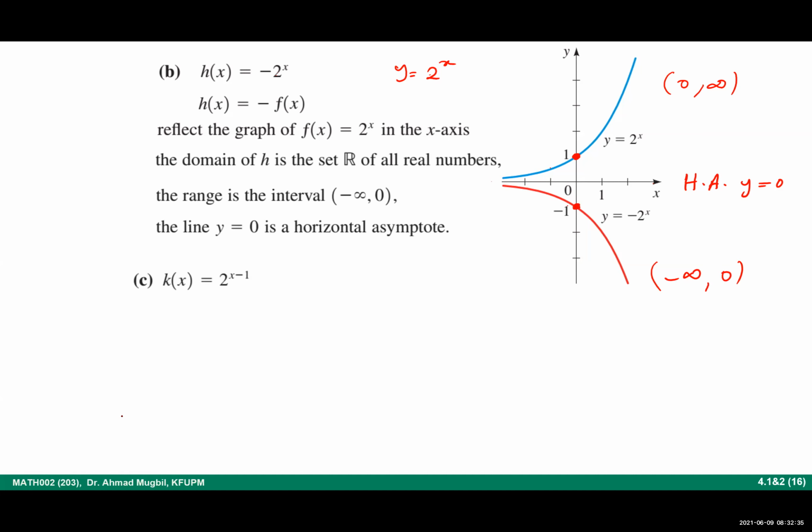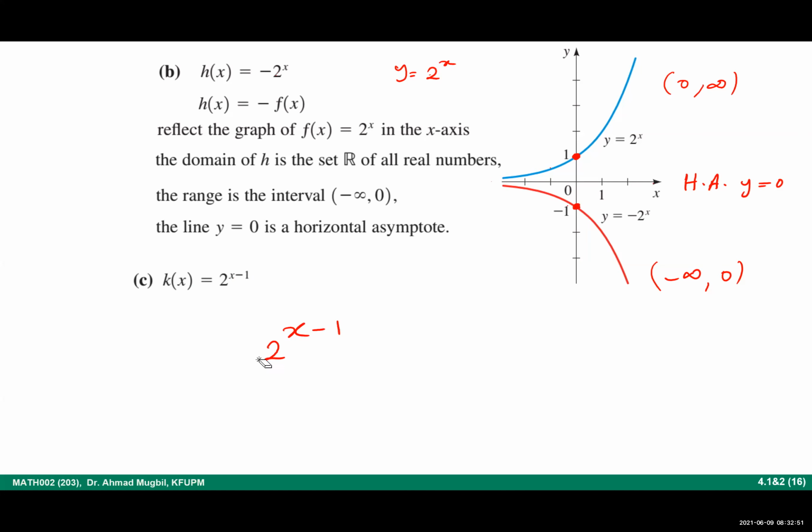Let's take the third one. What we have here is 2 to the power x minus 1. So this is indeed the same as 2 to the power x, but shifted 1 unit to the right.